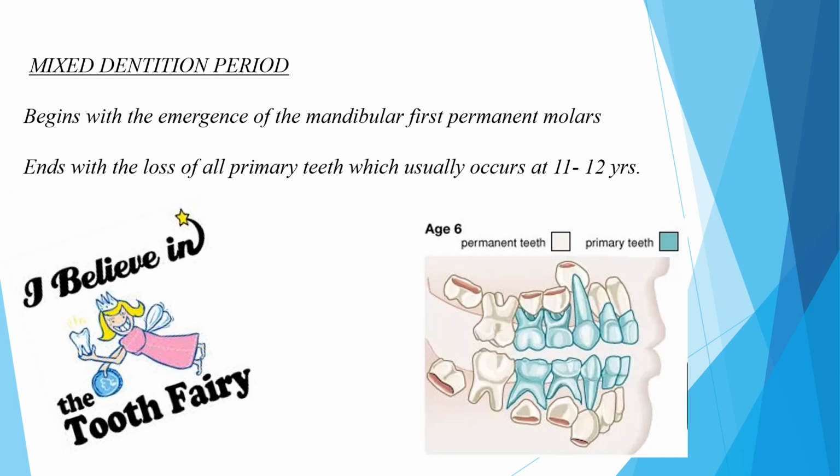Let's see about the mixed dentition period. The mixed dentition period begins with the emergence of the mandibular first permanent molars and ends with the loss of all primary teeth, which usually occurs between the ages of 11 to 12 years.